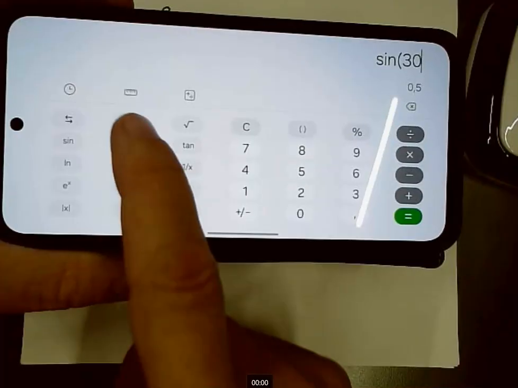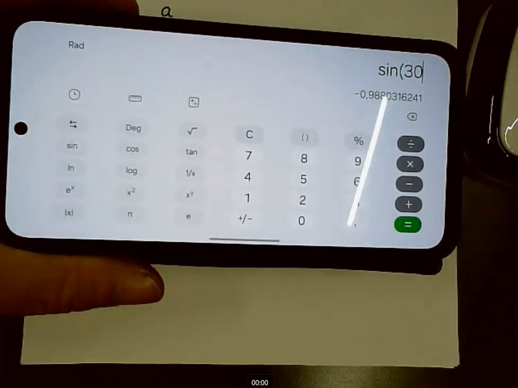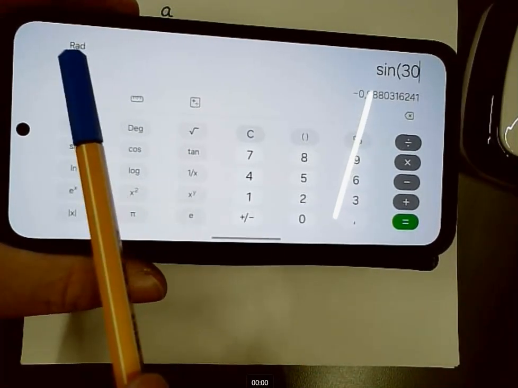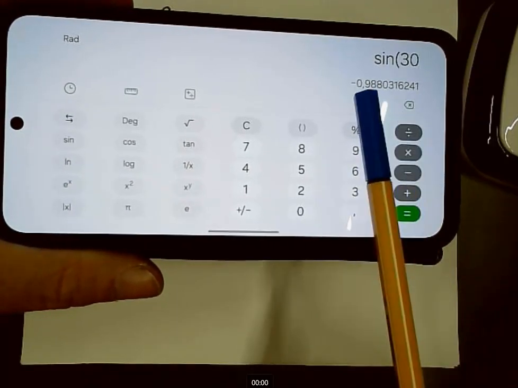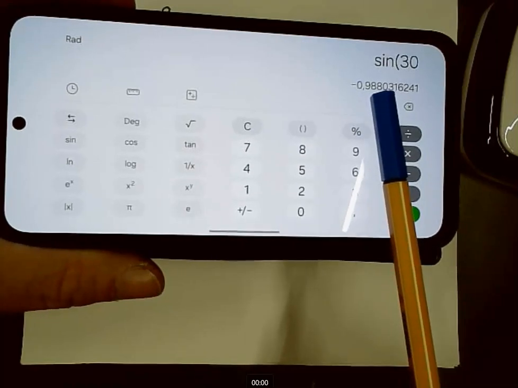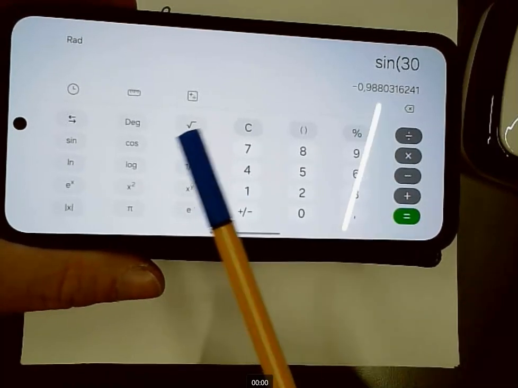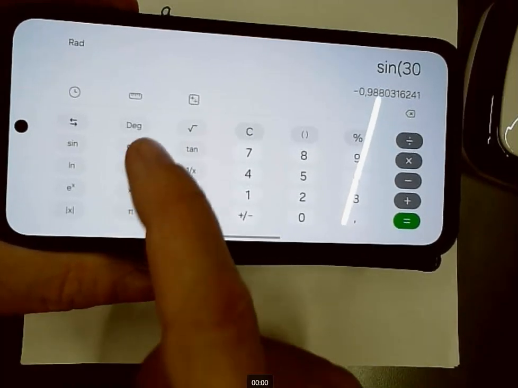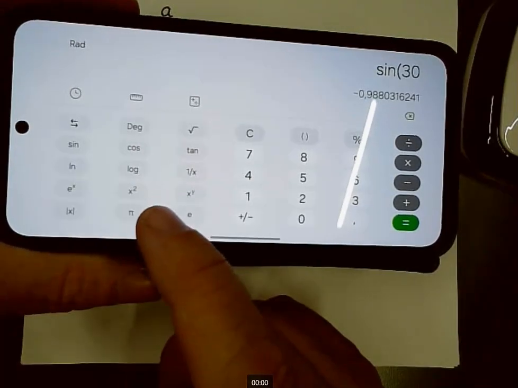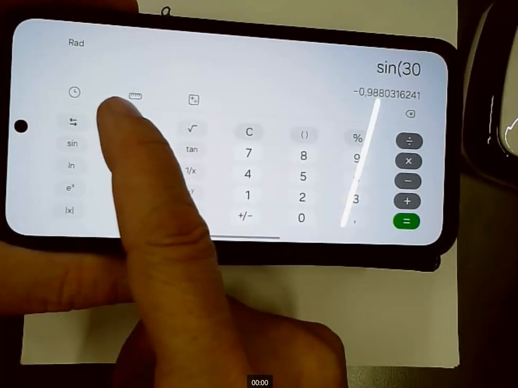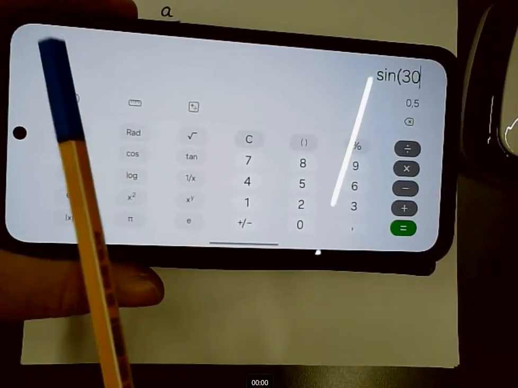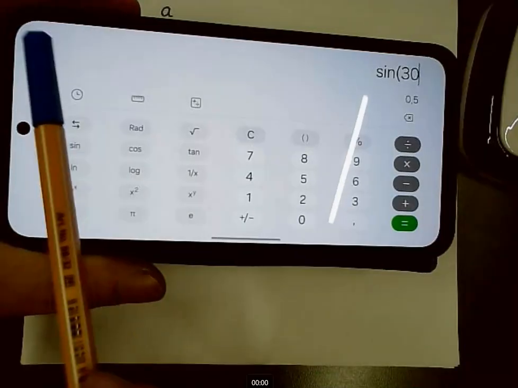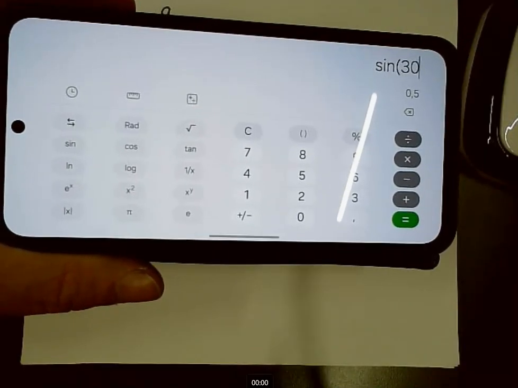Now if I push this radian button here, now it tells me that the unit is radian. And as you see, now it calculated it in radian units. But somehow in this, when you have the calculation in unit degree, I don't understand why it doesn't show the unit right now.